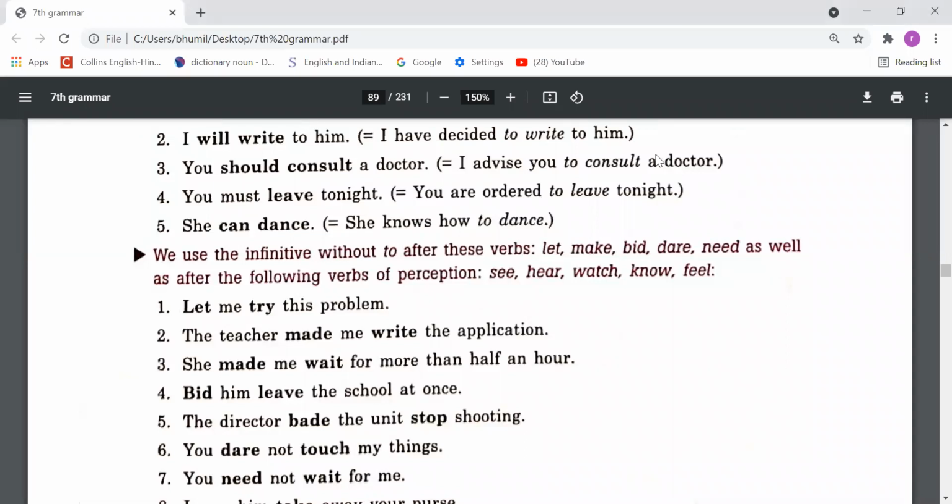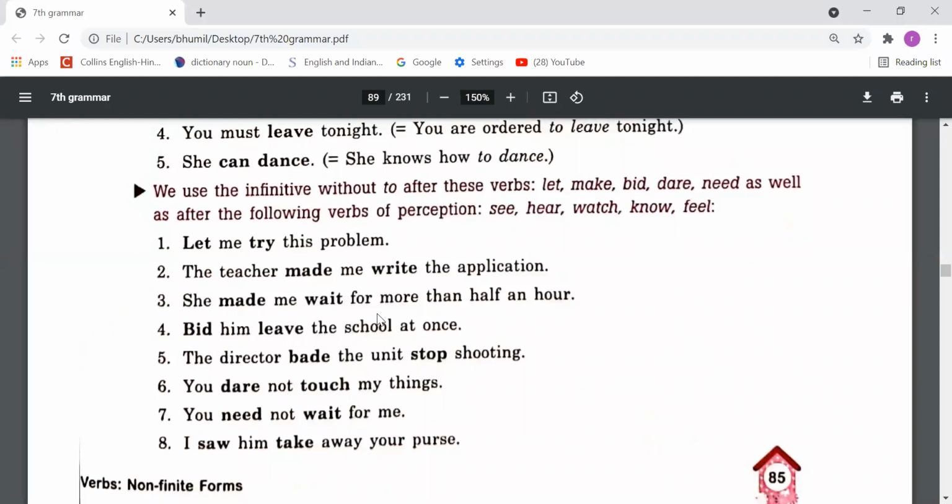Right? Bid him leave the school at once. उसको स्कूल एकदम से छोड़ने के लिए कहो. So bid का मतलब क्या होता है, किसी को ऑर्डर करना, कमांड करना. तो जब bid को ऑर्डर और कमांड के सेंस के लिए यूज करते हैं, bid का दूसरा मीनिंग बोली लगाना भी होता है. तो bid को जब ऑर्डर और कमांड करने के सेंस के लिए यूज करते हैं तो वहां पे हमें जो वर्ब लिखनी होती है वो बेयर इन्फिनेटिव लिखनी होती है.